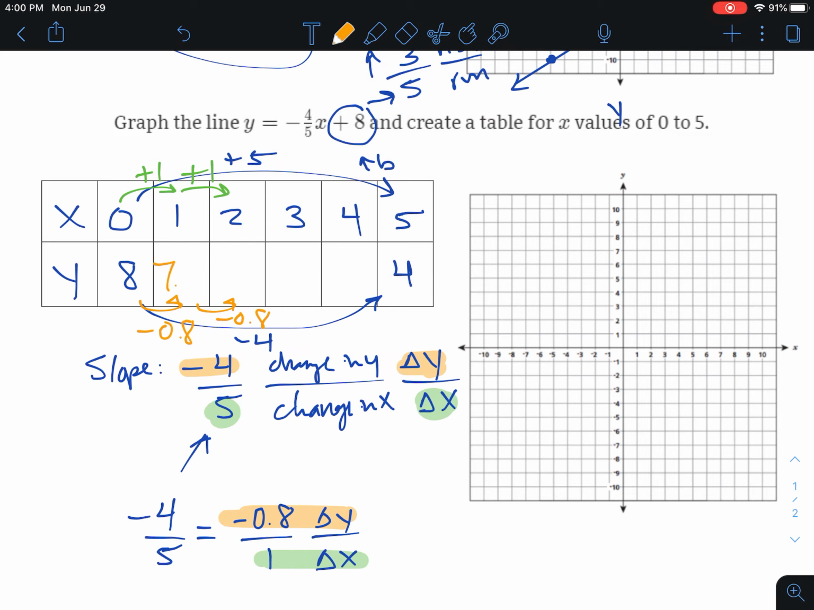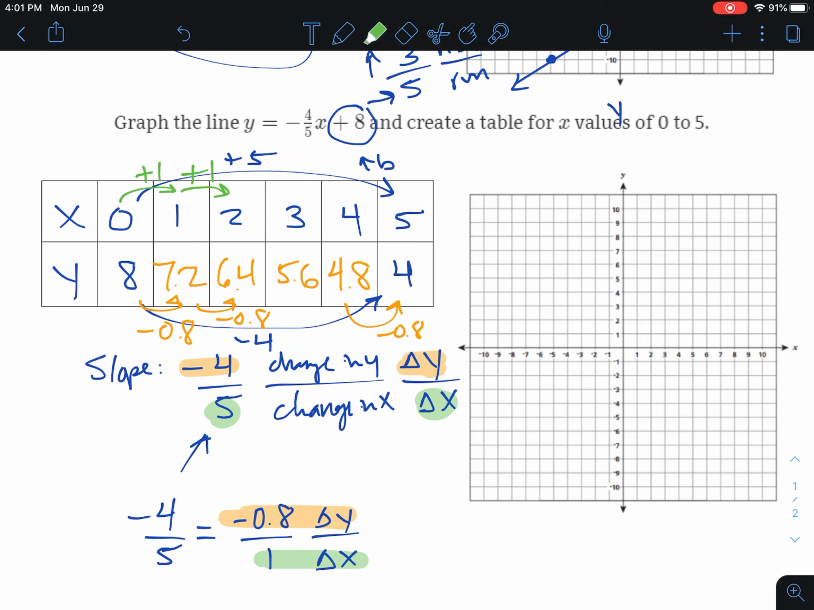So 8 minus 8/10, well, that would be 7.2. And then doing it again, that would be 6.4. Doing it again, that would be 5.6. And then one more time, minus 0.8 would be 4.8. And then you'll notice again, a minus 0.8 there would make it a 4. So that's why that last coordinate there is 5, 4. Again, using it in different ways, using the slope in this form and then using it in this form over here. Okay, now to graph this, let's go and graph the y-intercept first.